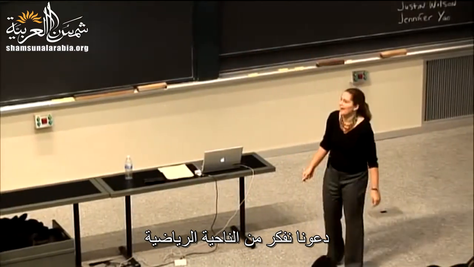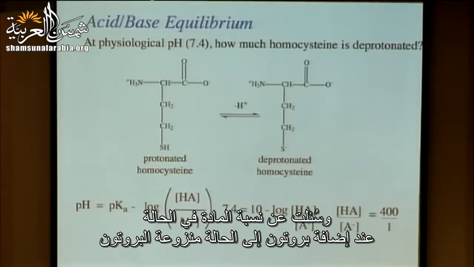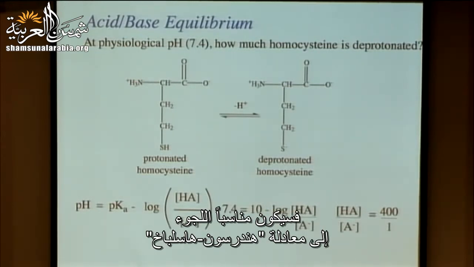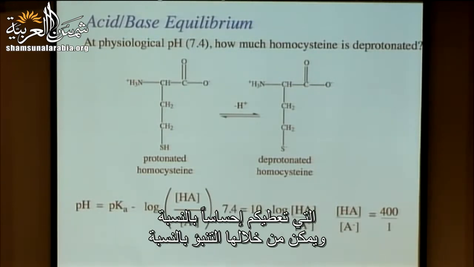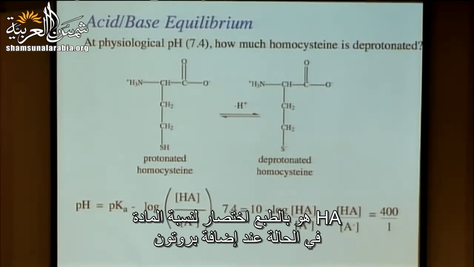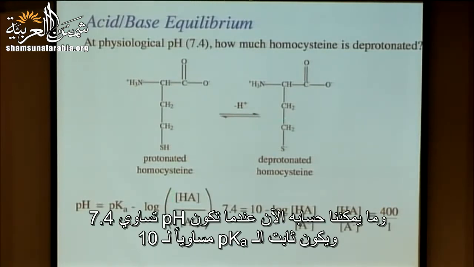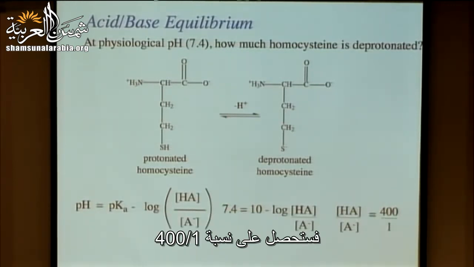So now let's look at the math. If you're given a pKa and a pH and asked about a ratio of protonated to deprotonated, it's okay to pull out your favorite Henderson-Hasselbalch equation, which can predict the ratio, again, it's an approximation, of protonated to deprotonated. HA, of course, is an abbreviation for protonated, A minus for deprotonated. And so we can calculate here that if you have a pH of 7.4 and pKa of 10, you get a ratio of 400 to 1.